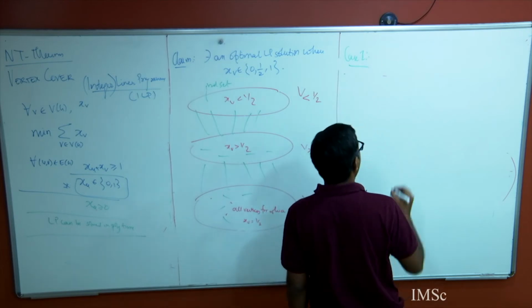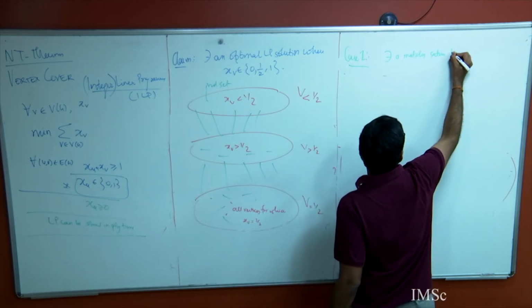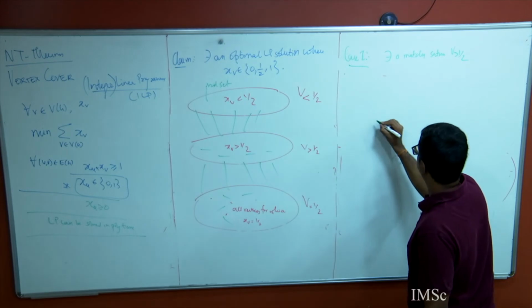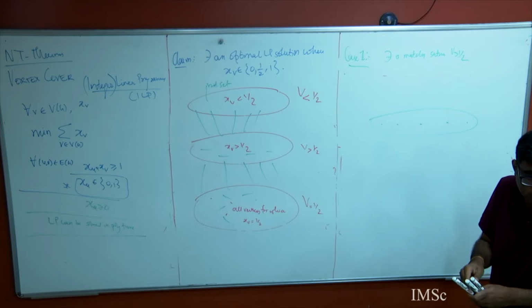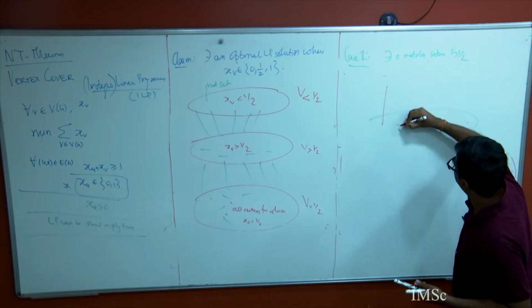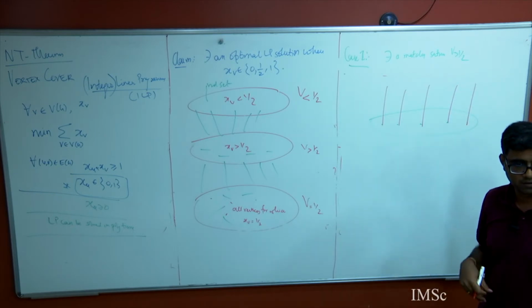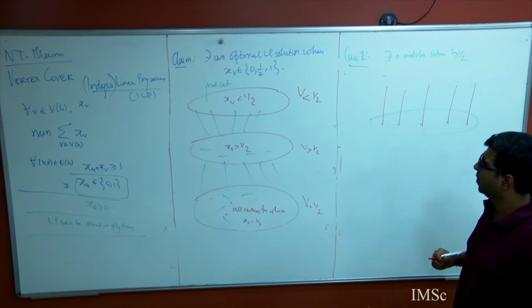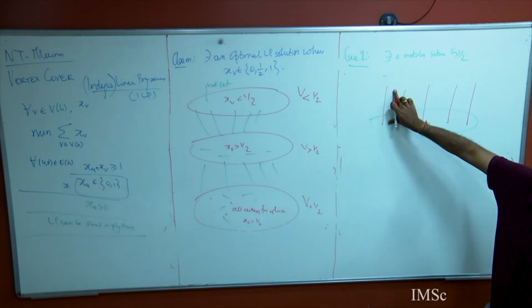Case 1, V greater than or equal to half, there exists a matching saturating V greater than or equal to half. Suppose if this happens, we are lucky, there exists a matching that saturates. What is the value of these two guys? Look at this edge. It has to be greater than or equal to 1, there is an edge.